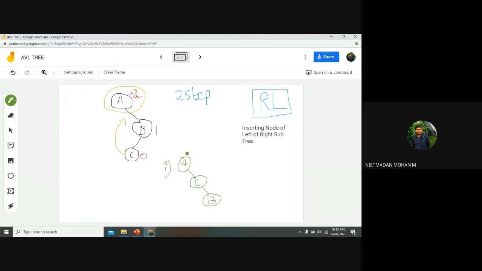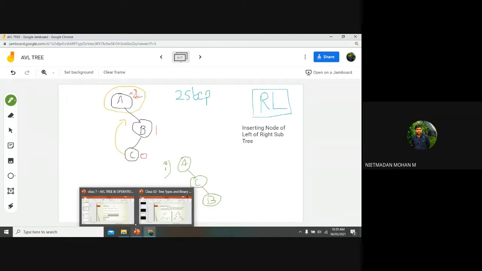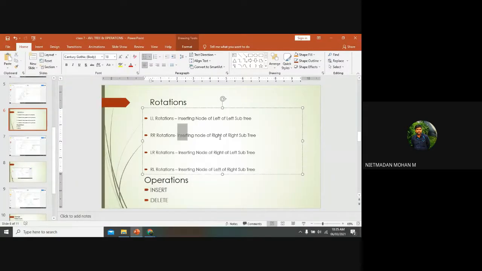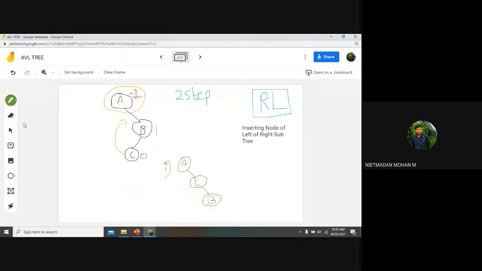So this is known as the RR rotation. This structure is known as the RR rotation. While doing this RR rotation, there is no need of checking those things, because this is a two-step process. After completion of the second step, we can check the balancing factor.